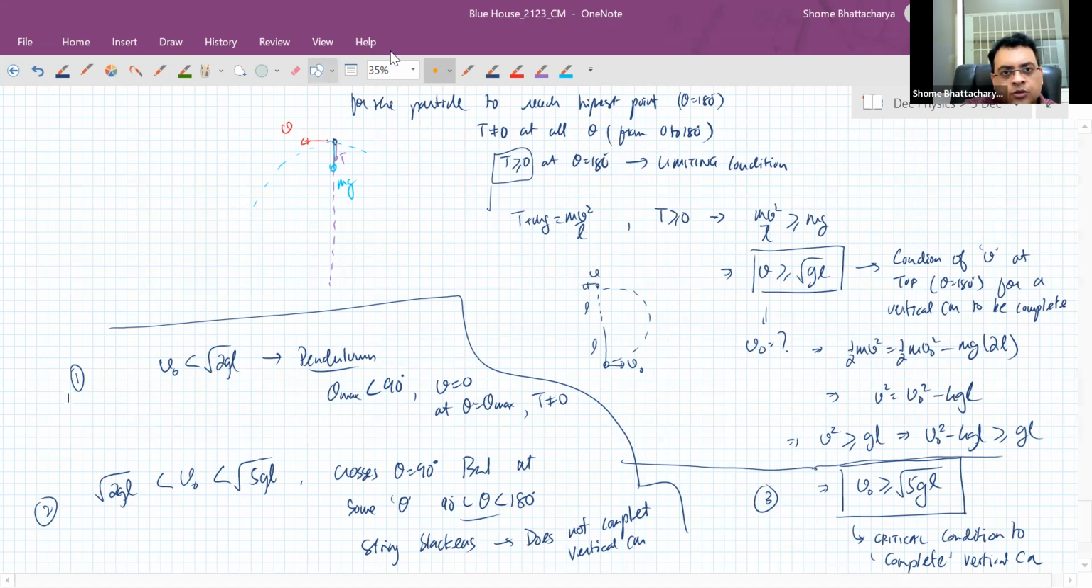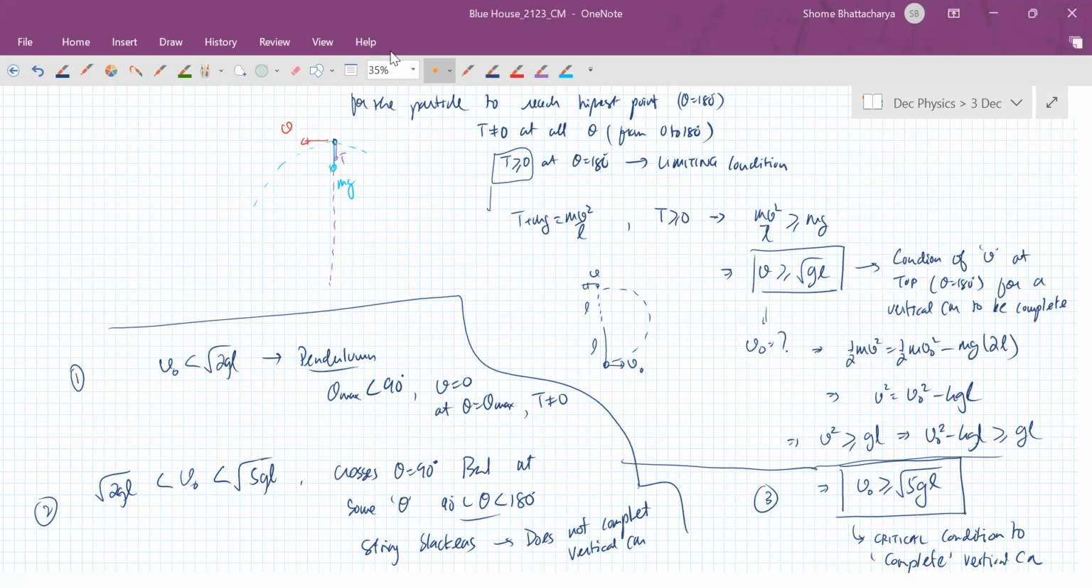Okay, so you need to remember these cases and these special values, root 2 gL and root 5 gL, so that looking at the given value of V naught, comparing it with the length of the thread, you can understand which exact situation is taking place. Is the object behaving like a pendulum, or is it going to go in a circular path and then at some stage the string will slacken and it will fall into a projectile path, or will it be able to complete the vertical circular motion and keep going round and round?